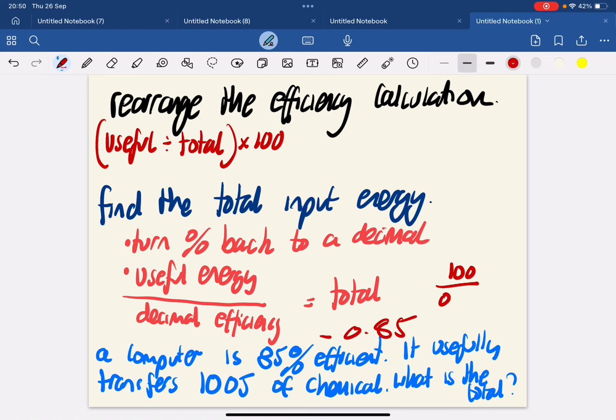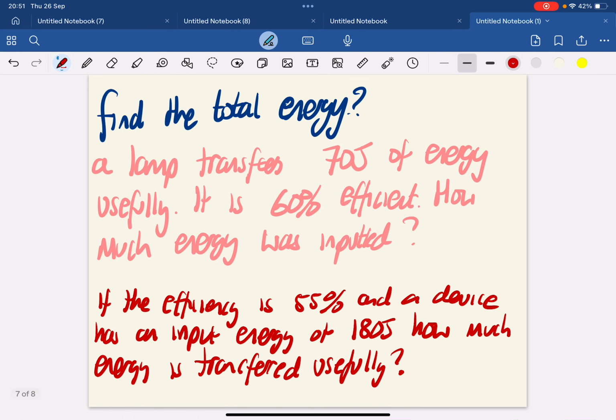So our useful energy is going to be 100. We divide that by 0.85. And that was equal to, put your calculators, 117.6 joules. So if we have 117.6 joules, 100 joules of that is going to be usefully transferred. 17.6 joules is going to be wasted.